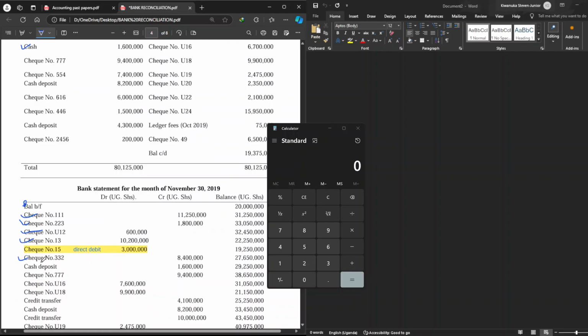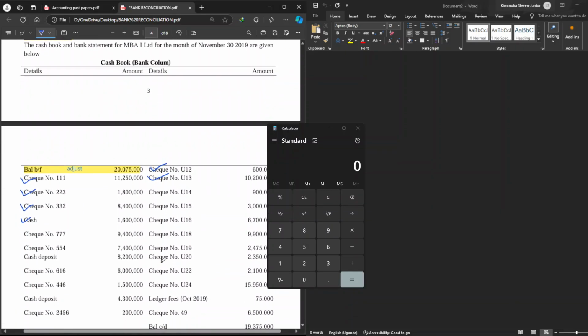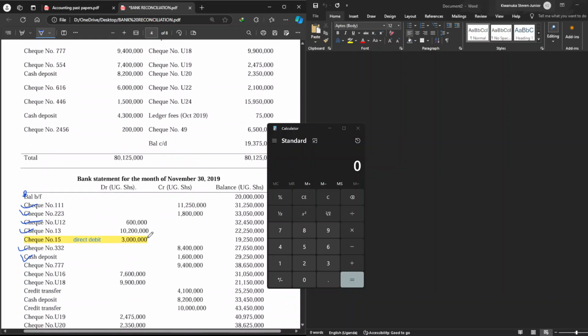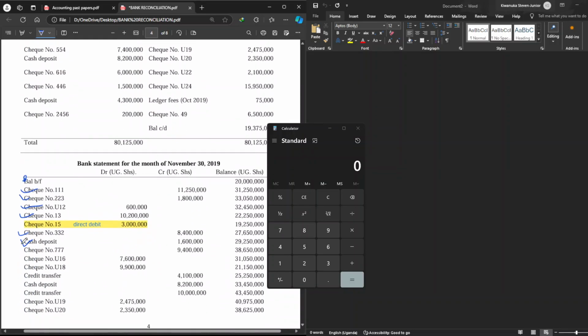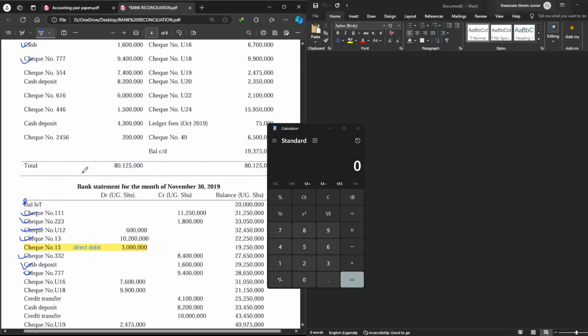1.6 credit, the other side it is debit. So we have here check number 777. It's on the credit side. So we come to 777 credit side here, 9.4, and then here 9.4. So we tick here and we also tick here. The importance of ticking is to help us complete very well.